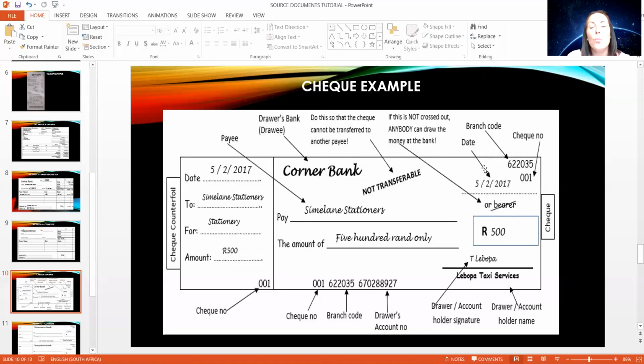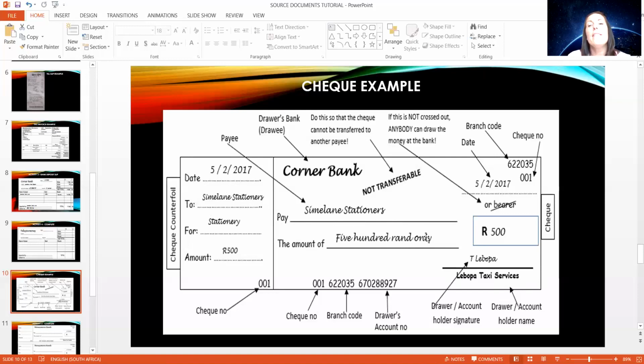Obviously, the date on which you issue the check, you have to fill that in there. And very importantly, make sure that the same date is entered on your check counterfoil. Then over here where it says pay, there we write the name of the business or person to whom we are issuing the check. In this case, we bought stationery from Similani Stationers. Lebopa Taxi Services bought stationery from Similani Stationers. Can you see over here by the check counterfoil? We also wrote to whom we issue the check.